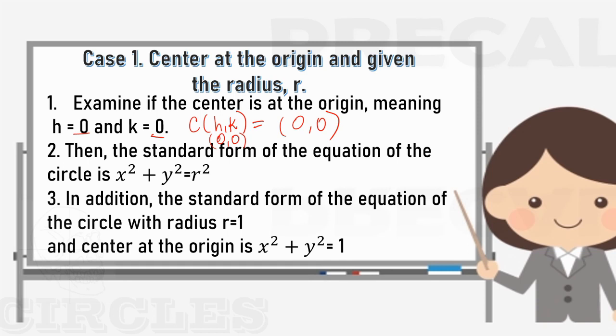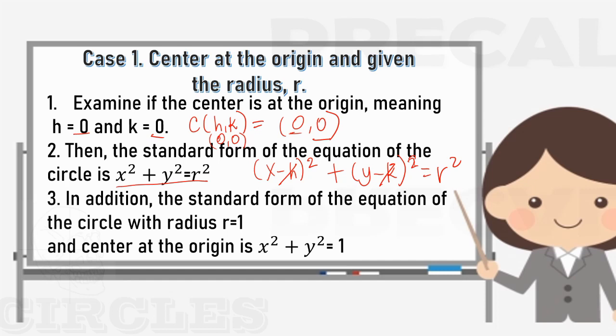Then, the standard form of the equation of the circle is x squared plus y squared is equal to r squared. So, diba, yung standard form ng circle is (x minus h) squared plus (y minus k) squared is equal to r squared. So, since yung hk daw natin ay nasa origin, meaning 0, 0 yung value ng h at k. So, parang na-cancel out natin to and na-cancel out din ito. So, kaya ang natira is etong x squared plus y squared is equal to r squared.